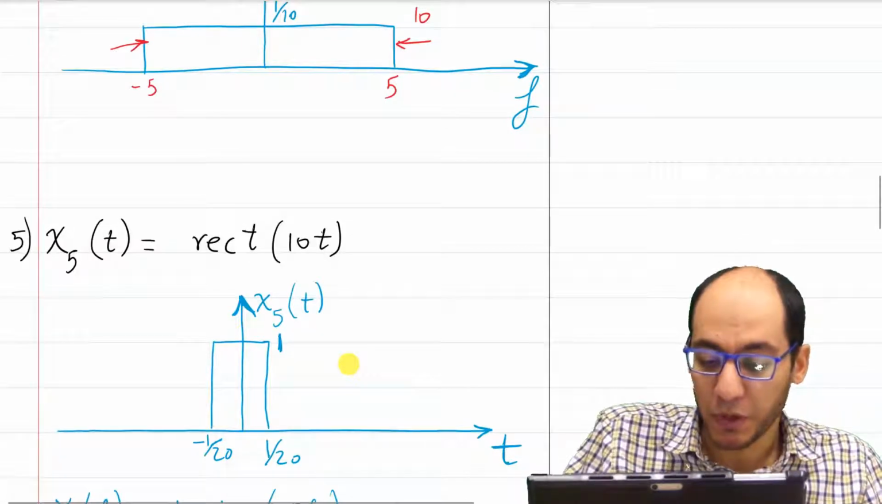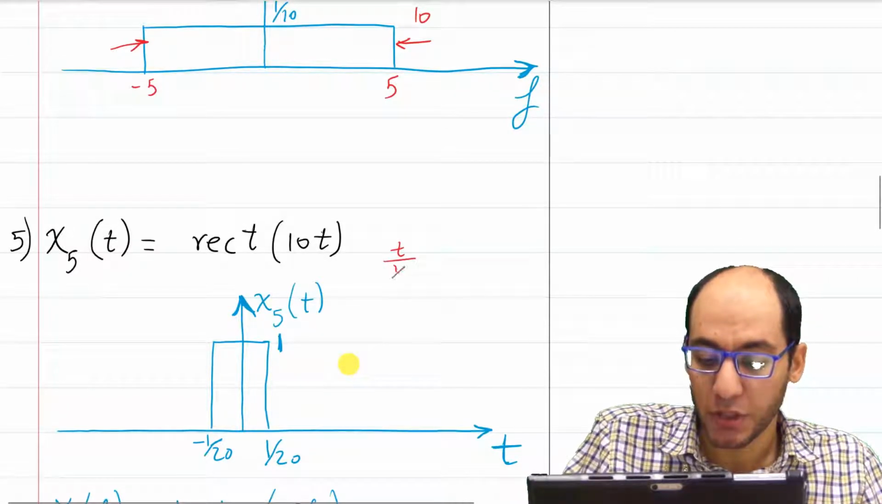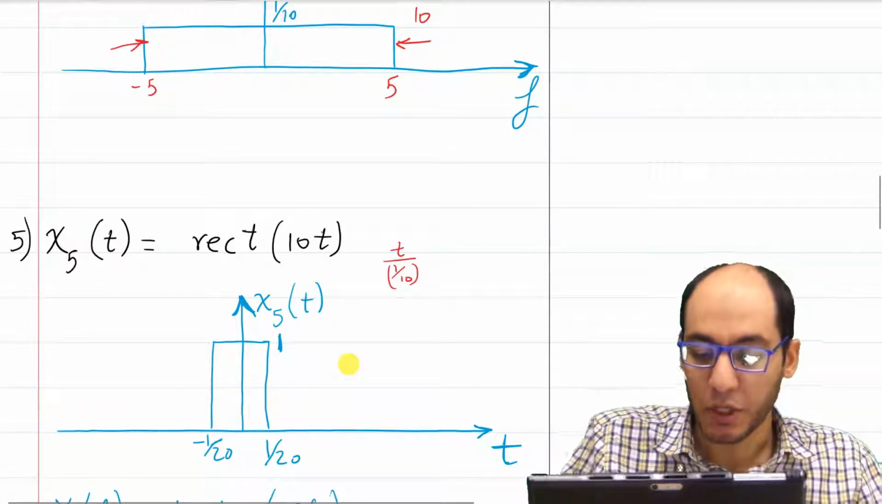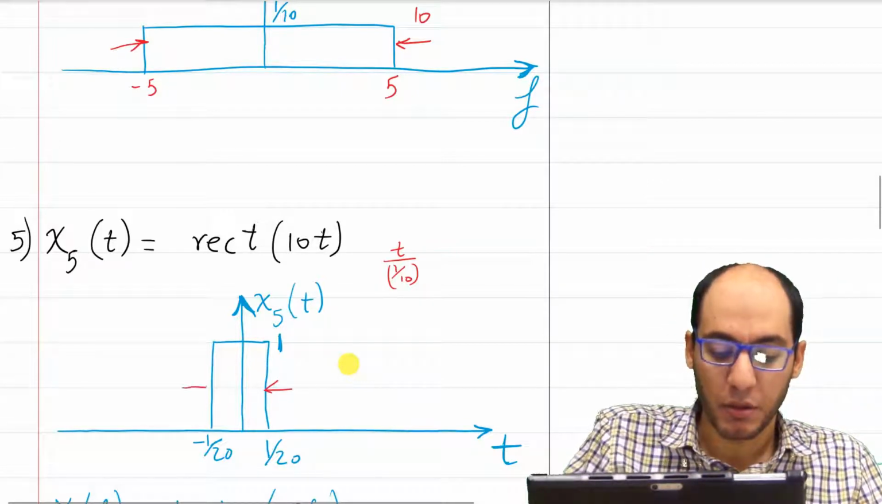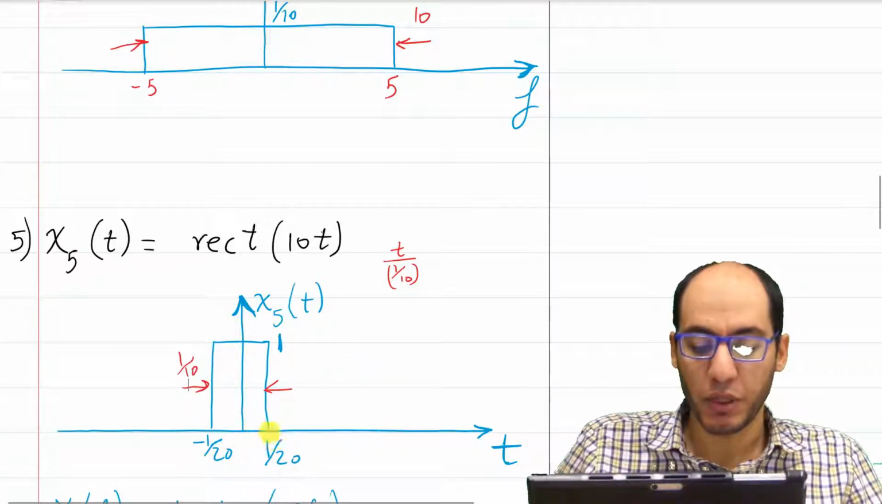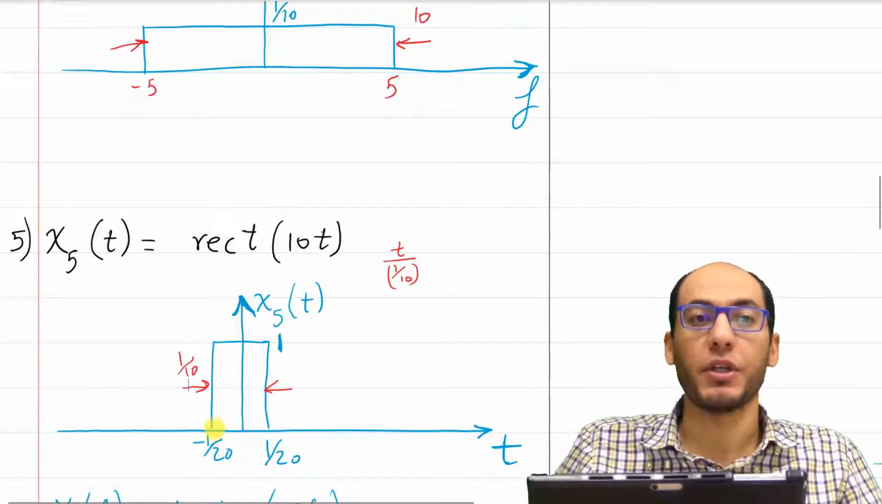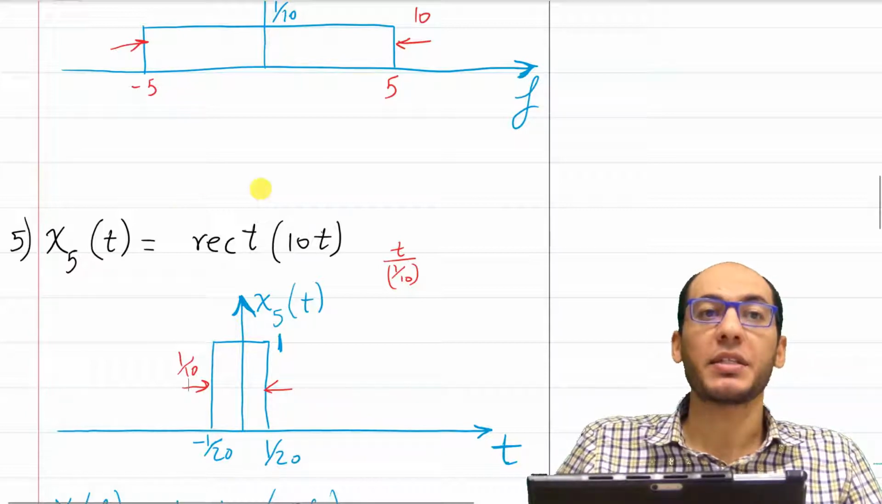Well, I need to find what the denominator of the t is. The denominator is 1 over 10. Okay, so this becomes the width. 1 over 10 here becomes the width. 1 over 10. Half of it is 1 over 20 and negative 1 over 20 at the negative side. So that's in the time domain.